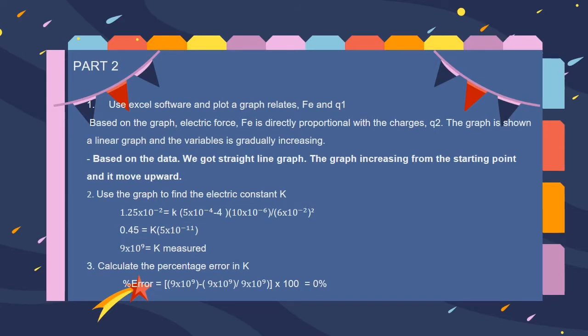Then the second question is how we can find the electric constant K from this graph. The calculation is as follows. The K measured is equal to 9 multiplied by 10 to the power of 9, and the percentage error in K is equal to 0%.